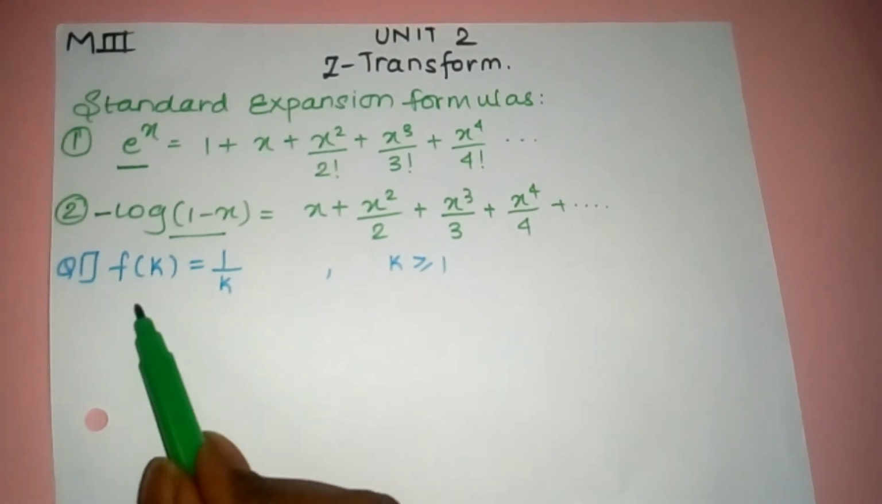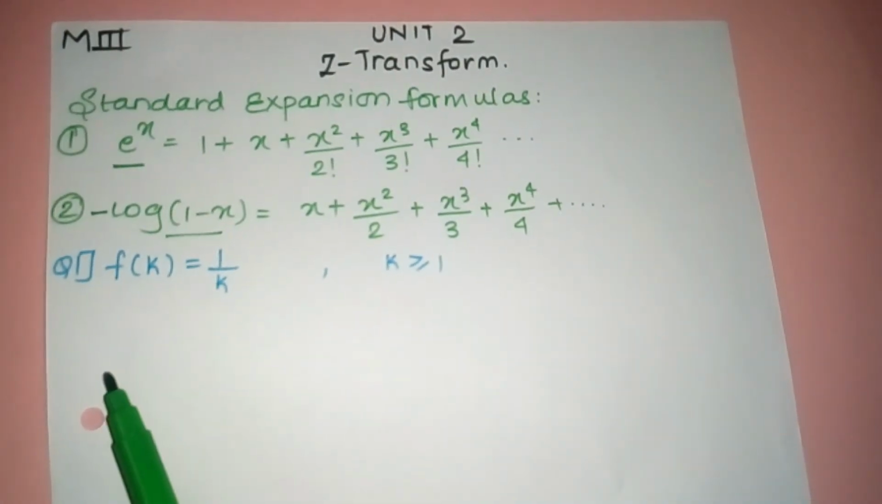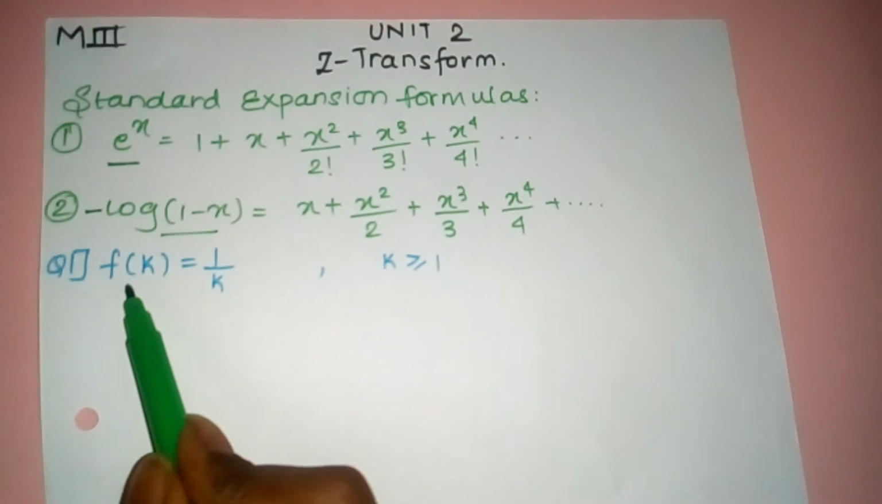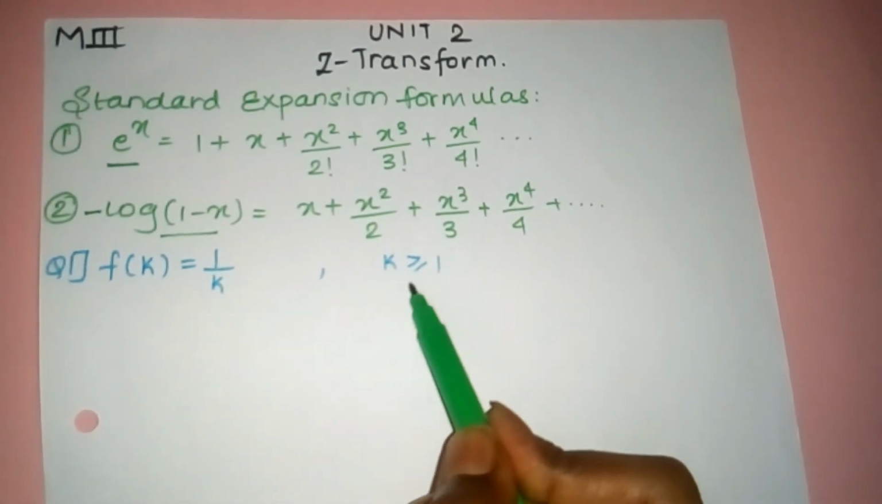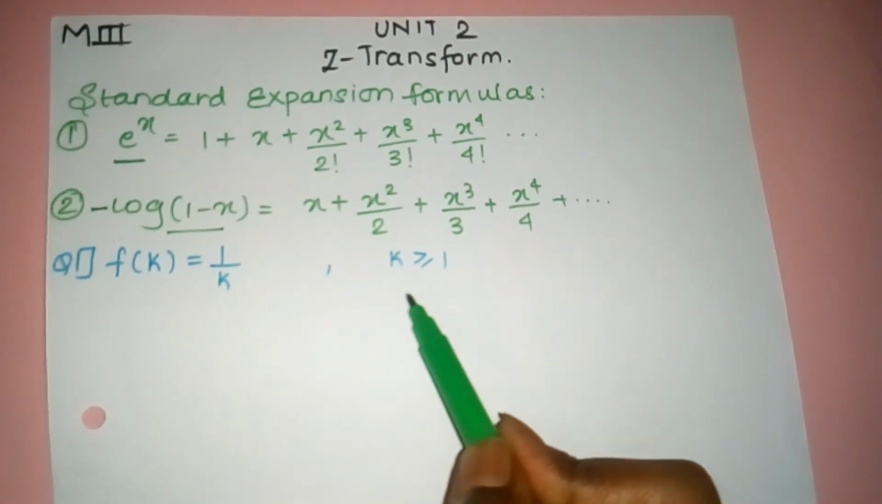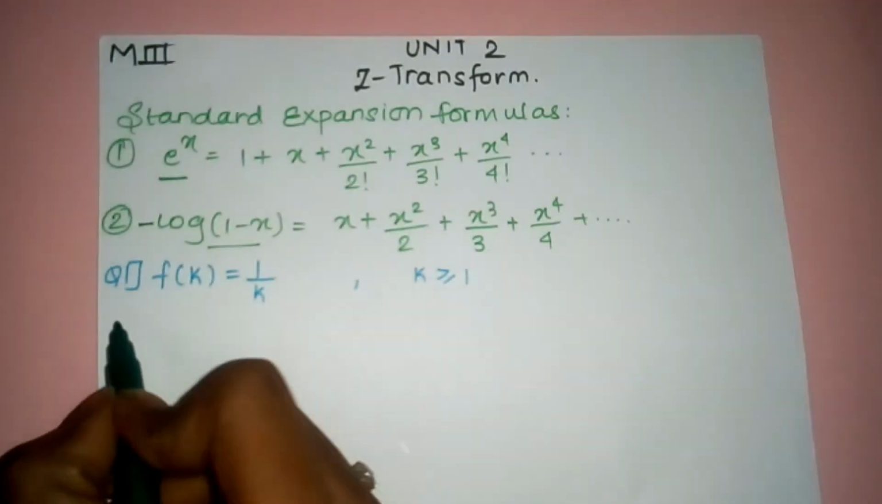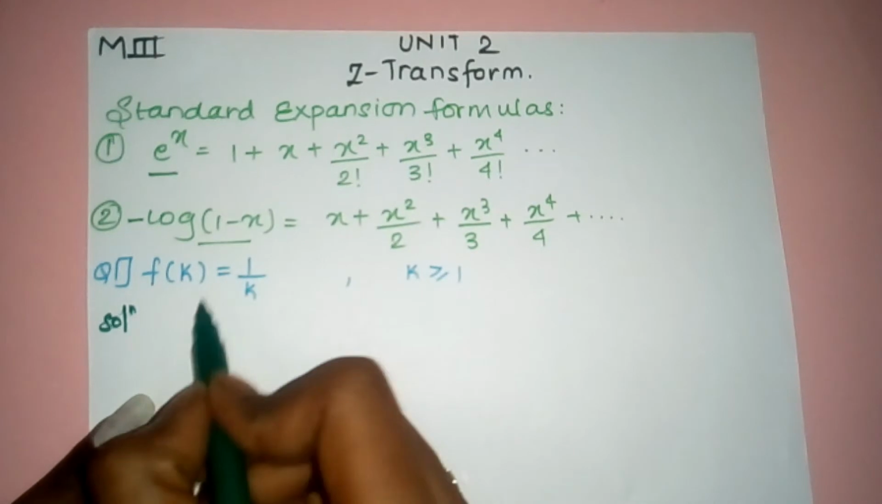Over here I have taken one question for a better understanding of how to use these formulas. Here f of k is 1 upon k, where k is greater than or equal to 1, that is, k will be from 1 to infinity. So first we'll write the standard format of f of z.